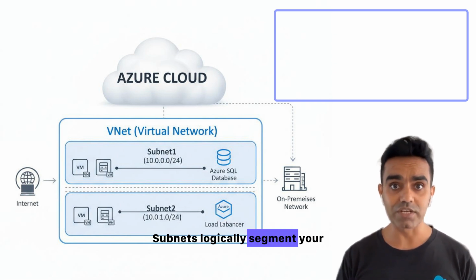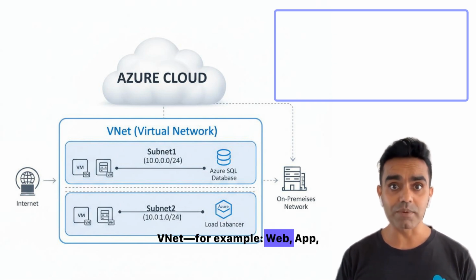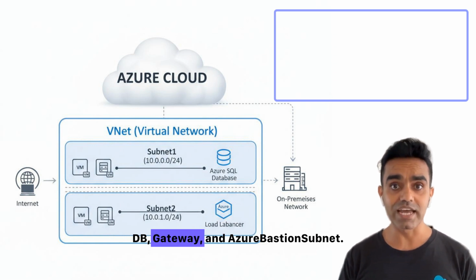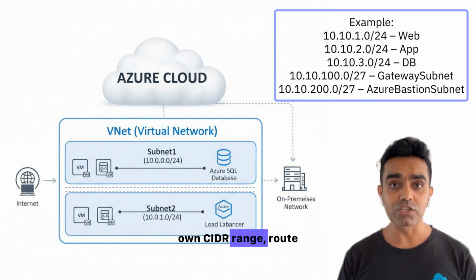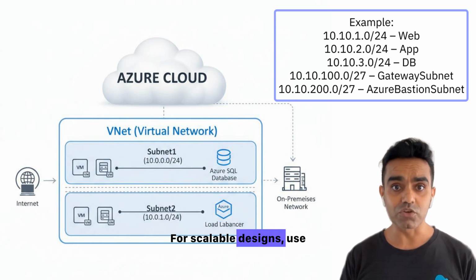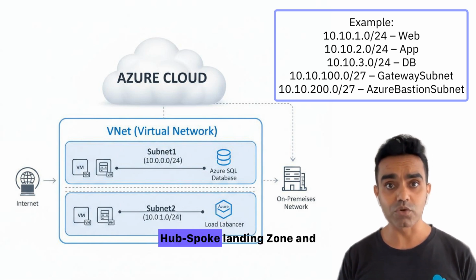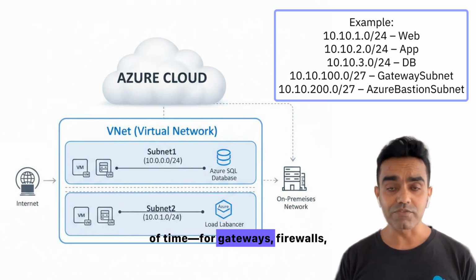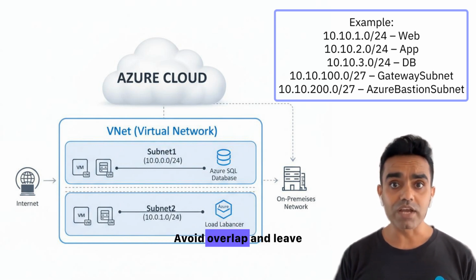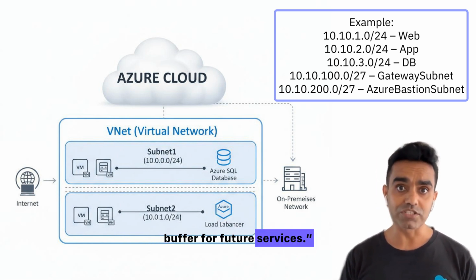Subnets logically segment your VNet, for example, Web, App, DB, Gateway, and Azure Bastion subnet. Each subnet gets its own CIDR range, route table, and NSG. For scalable designs, use a 3-tier model or hub-spoke landing zone and reserve special subnets ahead of time for gateways, firewalls, and Bastion. Avoid overlap and leave buffer for future services.